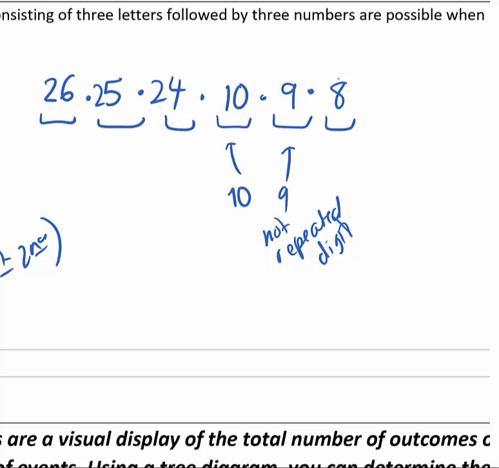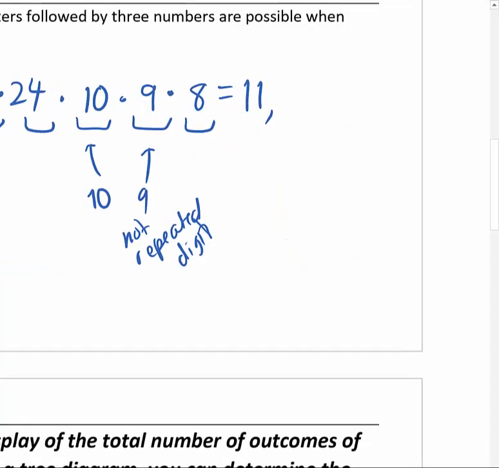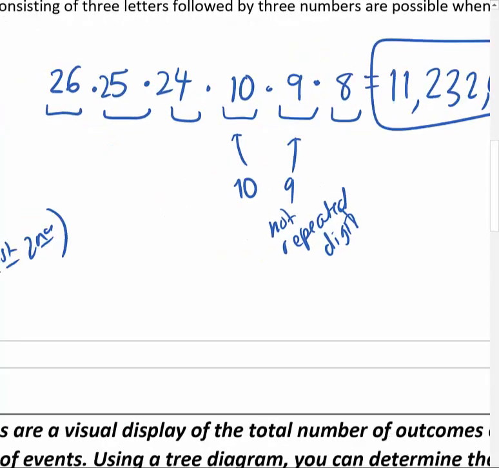Alright, so when they say repetition is allowed or not allowed, that makes a big difference. So, okay, let's multiply these together. 10 times 9 times 8. Okay, wow, that's a lot. Still a lot, but not quite as much as when repetition is allowed. 11,232,000. That's quite a bit. Wow, so keep that in mind.